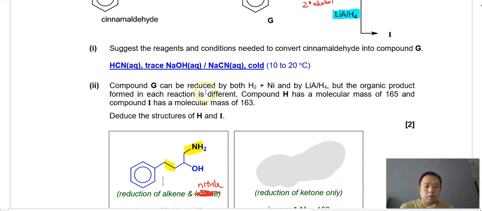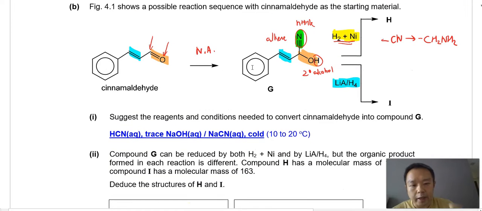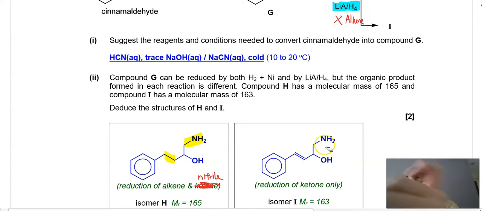Alright, now take a look. They mentioned the compound H has a molecular formula of 165. So you can double check if you want to, but really it's not quite required, given that if you understand your chemistry well, you know that this is likely to change. Now, then they give you a molecular formula of 163 to highlight to you the difference between lithium aluminum hydride and hydrogen. So if you recall, lithium aluminum hydride cannot reduce alkene. It can only reduce the nitrile. Okay, so your nitrile in this case is reduced to CH2NH2. So reduction of your nitrile only.